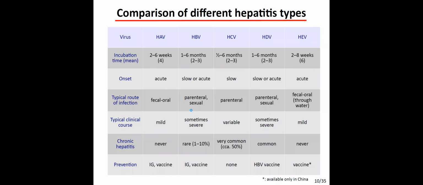Hepatitis C, as you see here, is a very common cause of chronic hepatitis, and as an end result of chronic hepatitis, cirrhosis or a hepatocellular tumor can develop due to a hepatitis C infection.